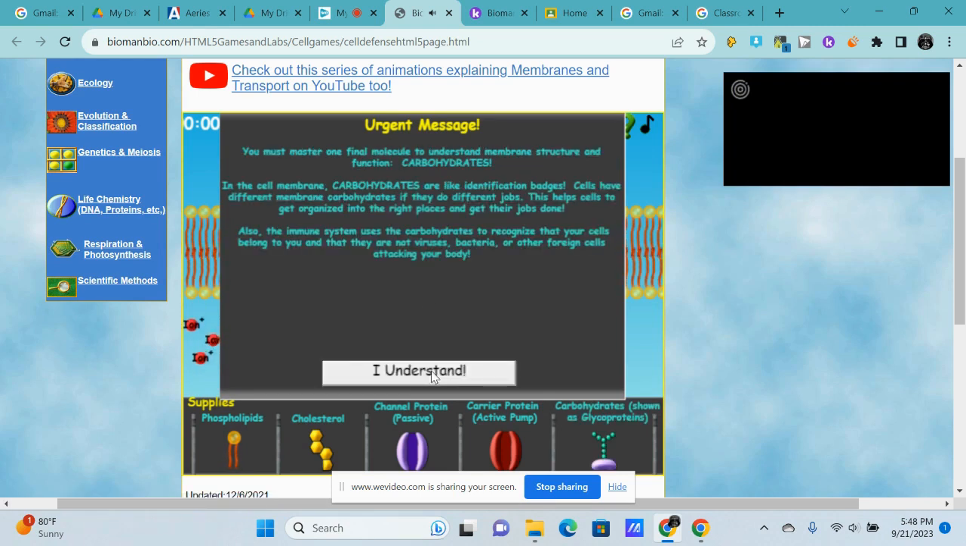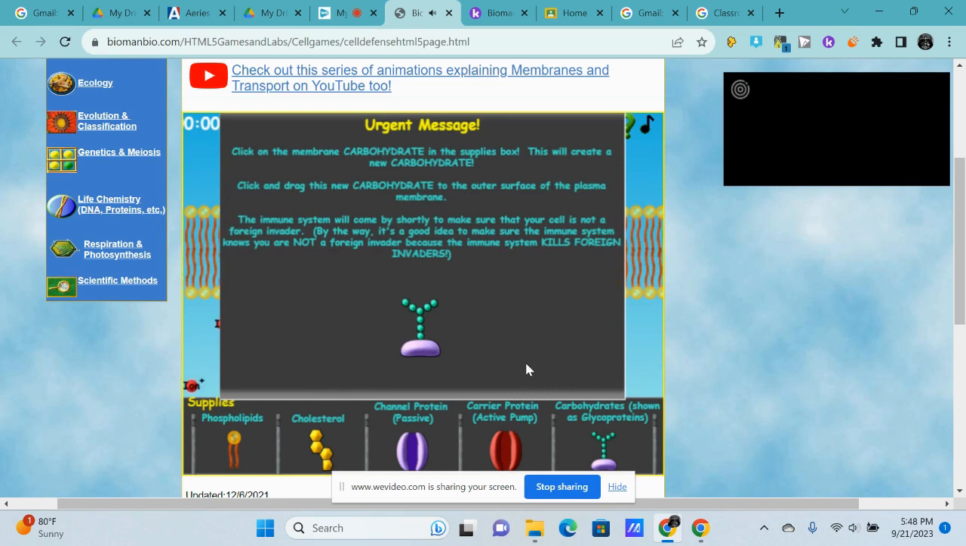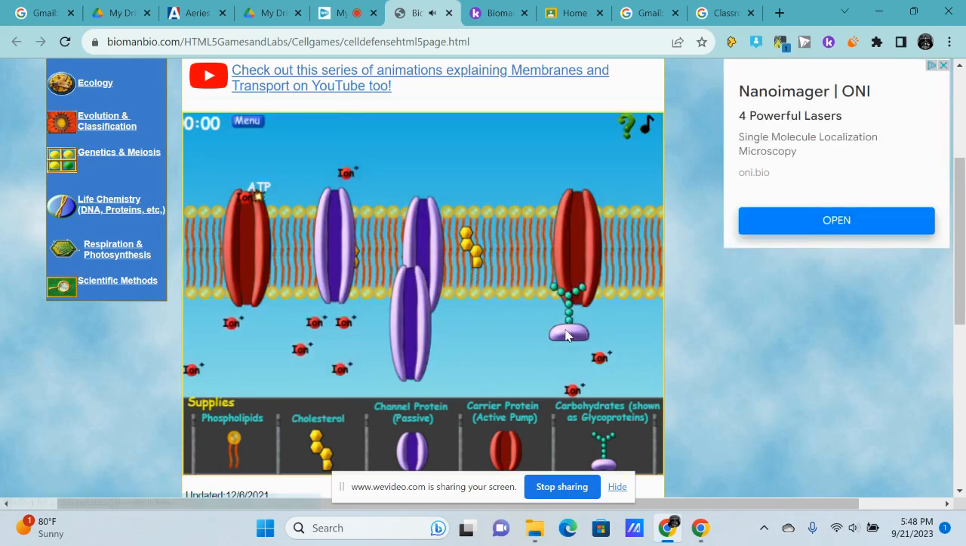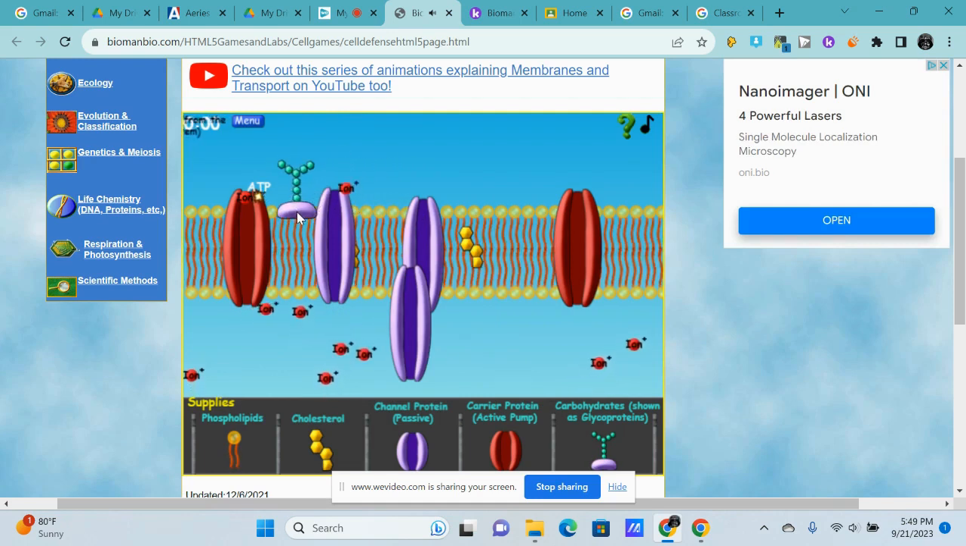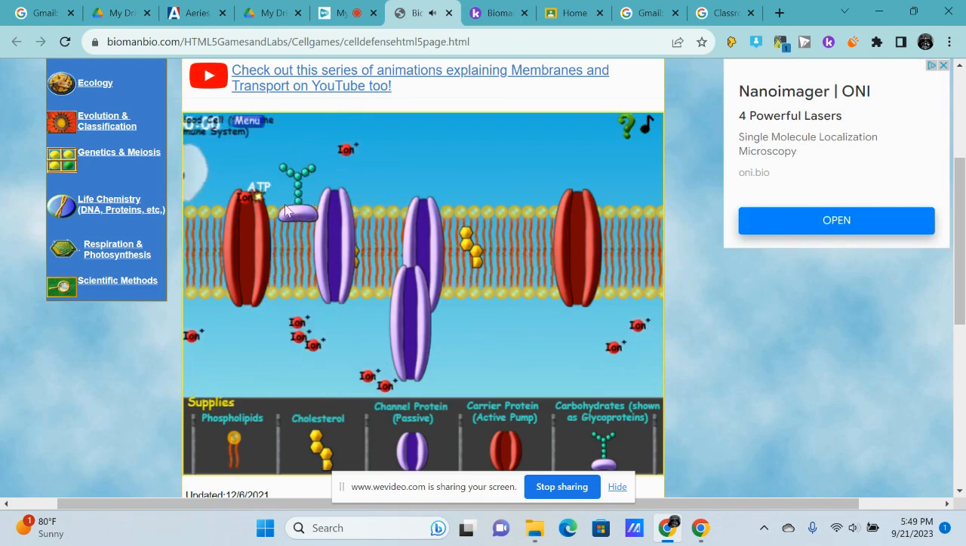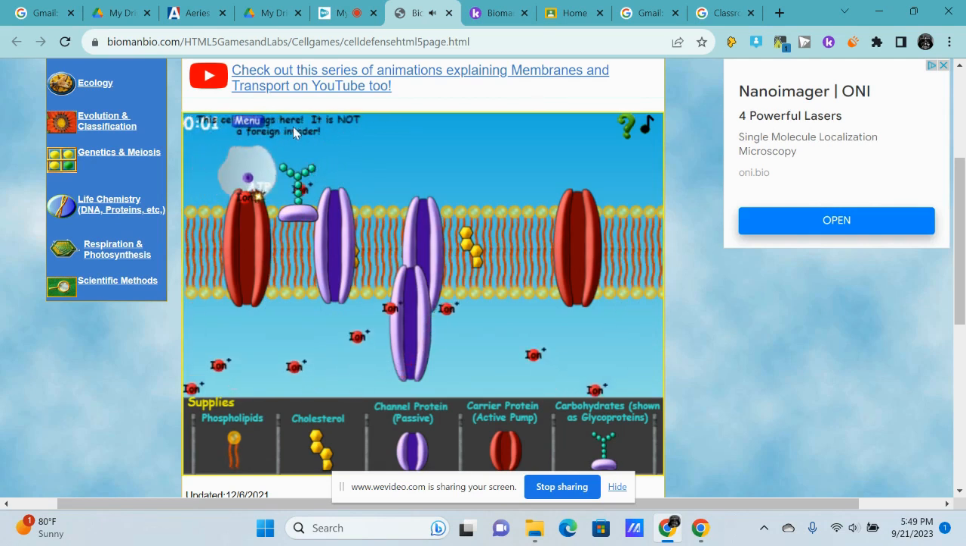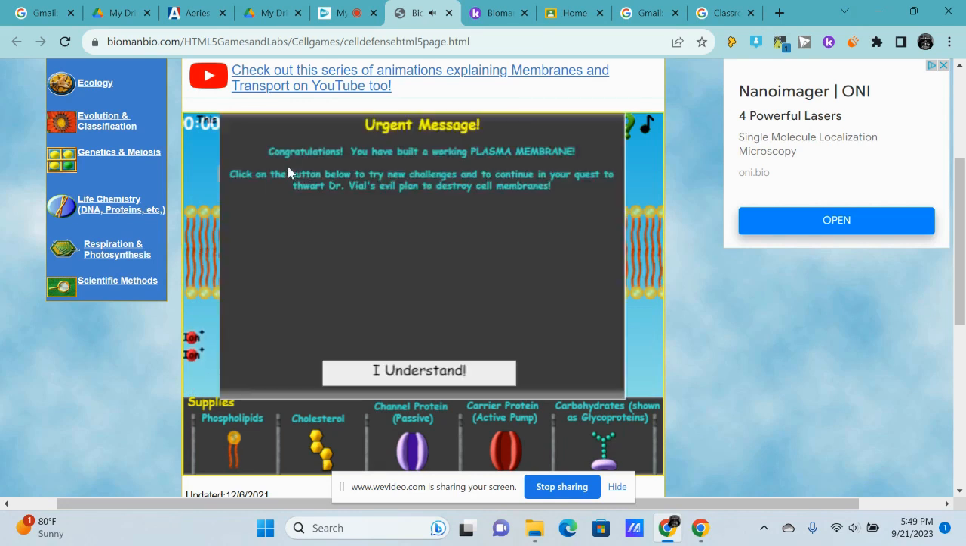All right. You must master one final molecule to understand carbohydrates. You're not going to know this. I'm not really concerned about this. So your cell has proteins and carbohydrates on the outside, and they're kind of like name tags. Now look, here comes an immune cell, a white blood cell. He's looking, he wants to see, and he goes, this cell belongs here. It's not a foreign invader. That's like a little name tag that says, this cell belongs in your body. It's not like a virus or bacteria.